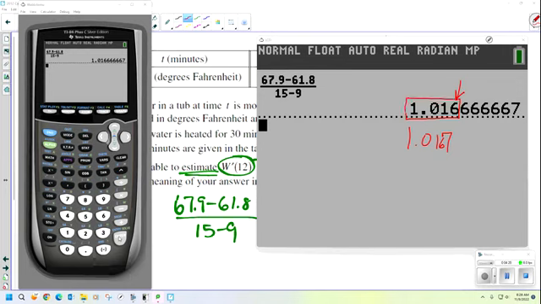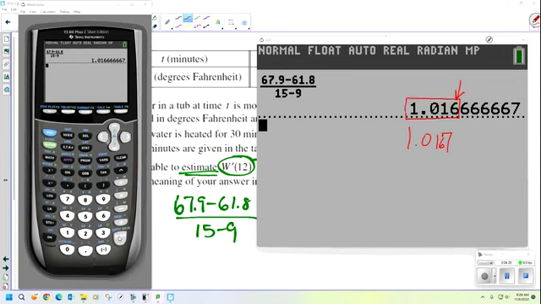The temperature of the water is increasing at 1.017 degrees Fahrenheit per minute. There's our appropriate labels. Right at t equals 12, or right at minute 12. There you go. That's in the context of the problem.